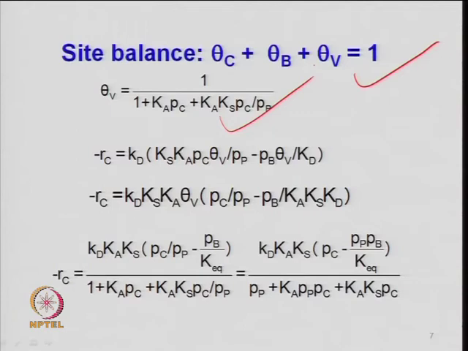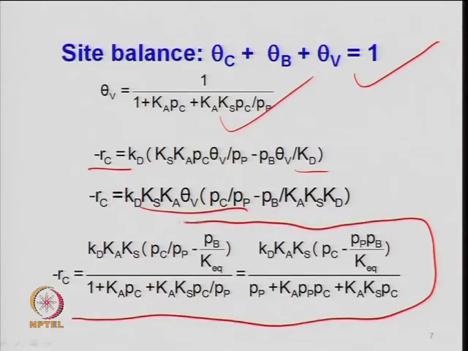One can very easily write the rate equation now, which is given in terms of the third step, that is desorption. So, k d times capital K s, the surface reaction equilibrium constant, K A, the adsorption constant, and P c, the partial pressure, times theta v, the vacant site concentration, divided by P p, the partial pressure of propylene, minus P b, the partial pressure of benzene, and divided by the adsorption-desorption equilibrium constant. So, minus R c can be written and theta v can be substituted here, and finally this is the net rate of reaction when desorption controls the rate.